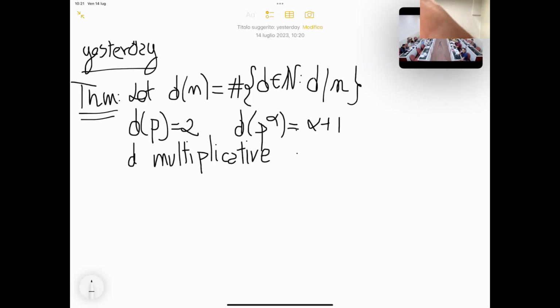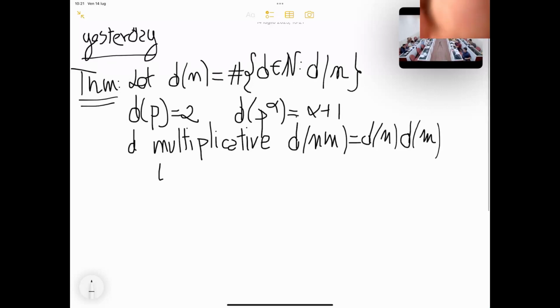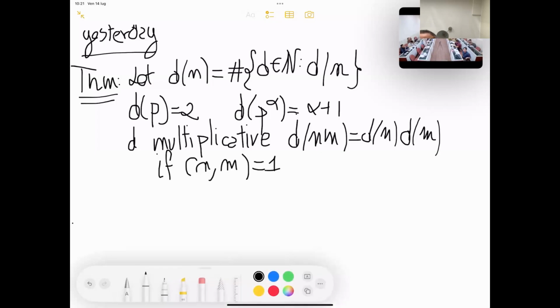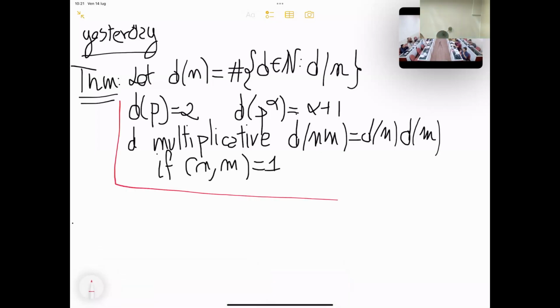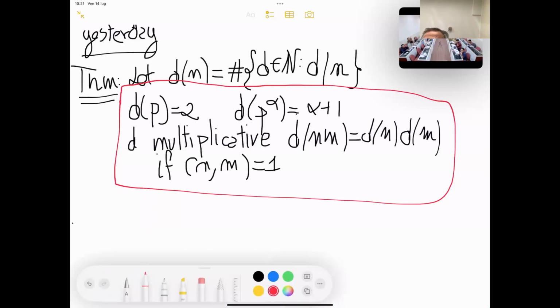Which means that d of n times m is equal to d of n times d of m if the GCD between n and m is 1. So these are some properties that we observed about the divisor function. But the theorem we wanted to discuss here is the average.